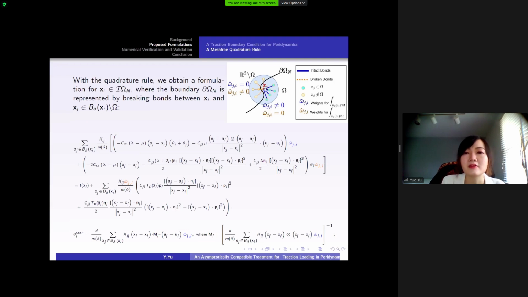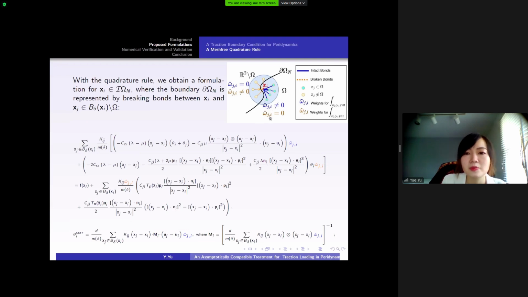So basically, we assume that for each material point nearby the boundary, its interactions with the material points outside the domain are broken; we break the bonds between those material point pairs. And for the material points still inside the domain and also in its horizon, we say that they still have unbroken, or intact, bonds. So then we separate the quadrature weights we generated into two groups.